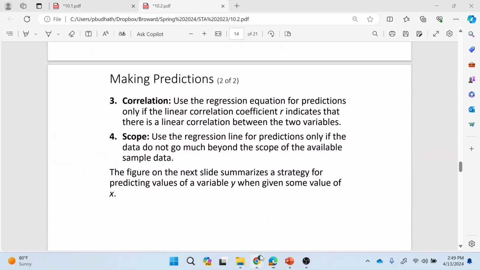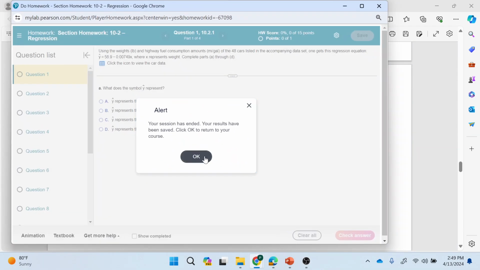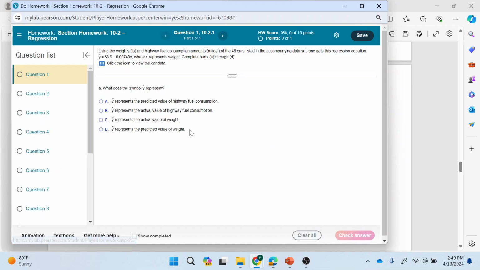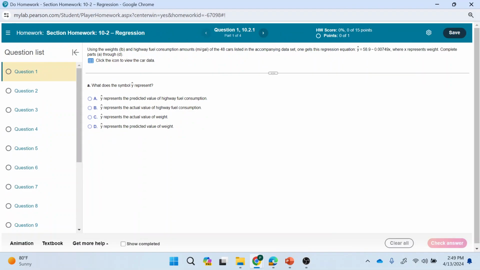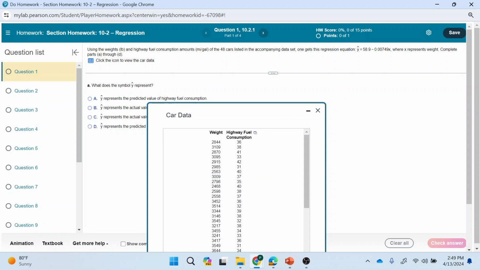That's all. So now, using this information, we're going to see a couple of examples. Let me start with number 1. Here is the problem: using the weights in pounds and highway fuel consumption in miles per gallon of 48 cars. So 48 cars, here is the weight and here is the fuel consumption, and there are 48 different cars.